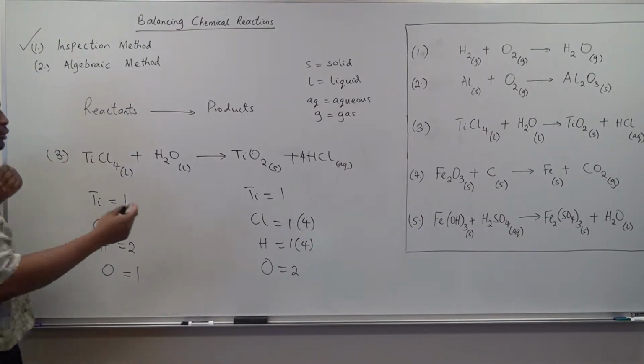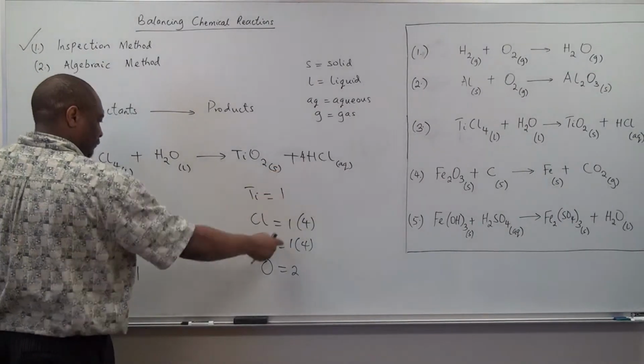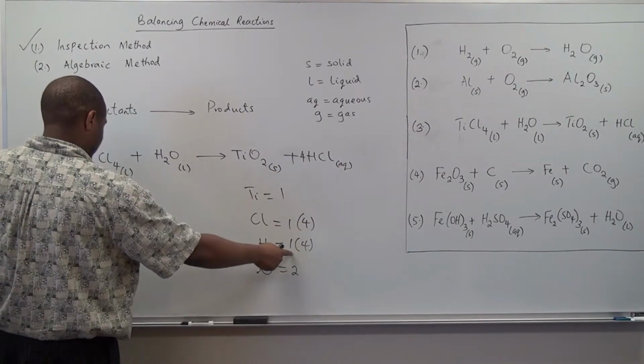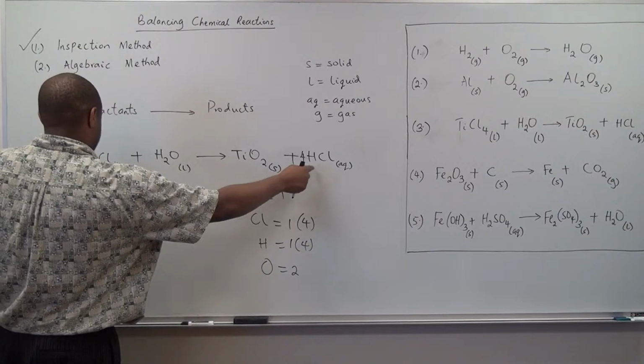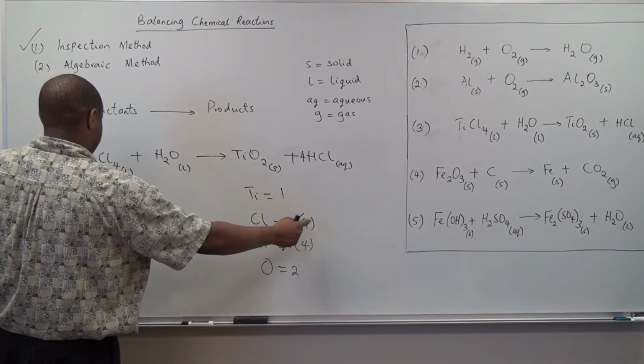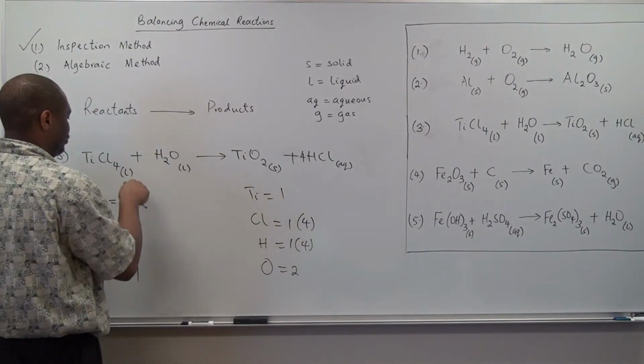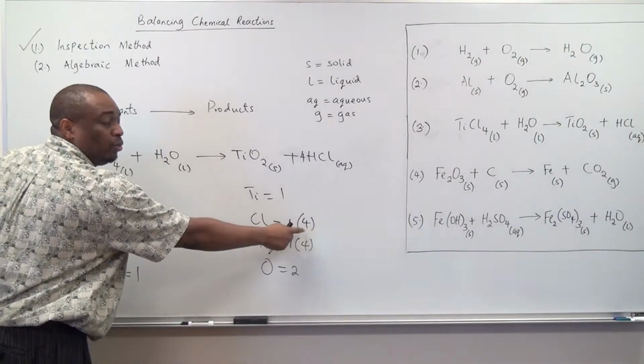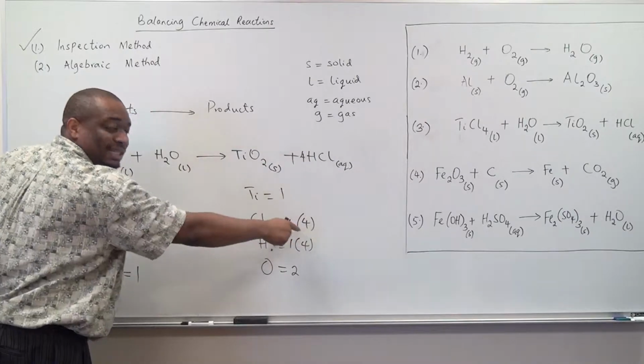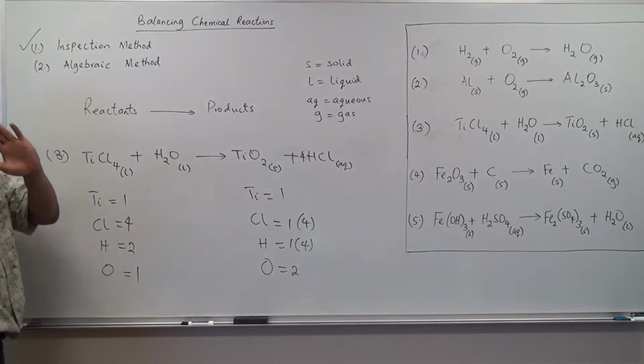Okay? You can put 2 here. If you had put 2 here, that would balance hydrogen, and that would still unbalance chlorine. And that would make the chlorine 2, and you will still have to balance it again. But whichever way you choose to do, that's fine.